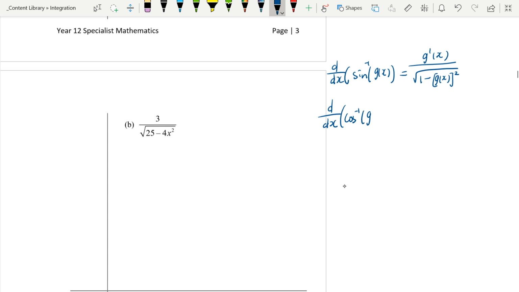The derivative of cos inverse of gx is negative g dash x over square root 1 minus gx squared. So therefore, if you antidifferentiate something like that, you can either get sine inverse or negative cos inverse. So we only think about the positive one, so we only think about the sine inverse, and you get exactly the same thing.